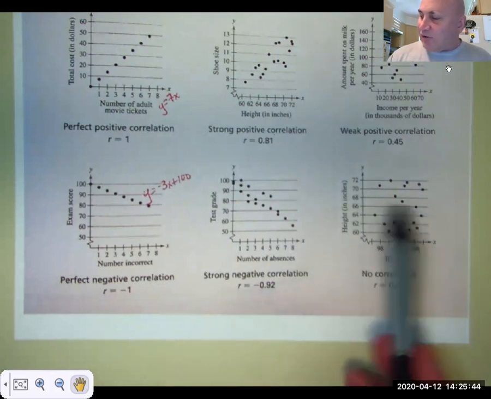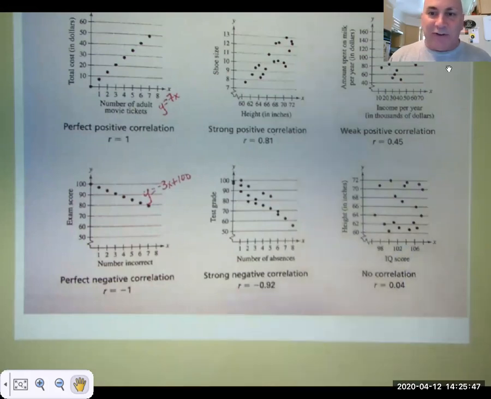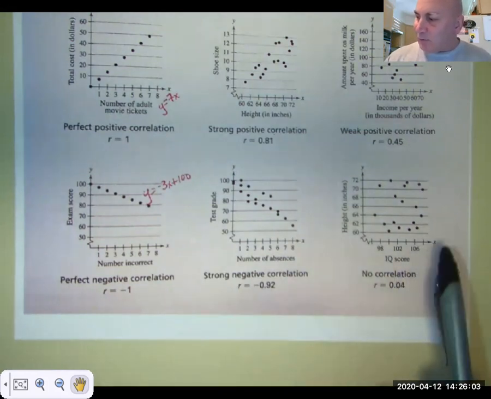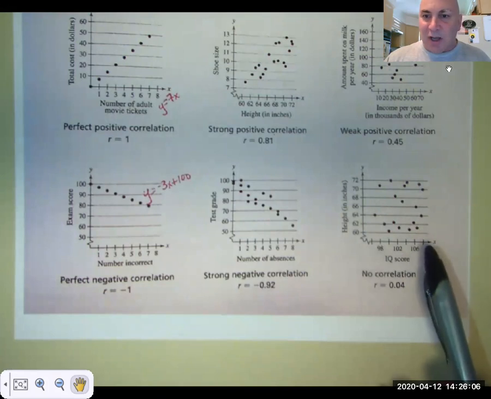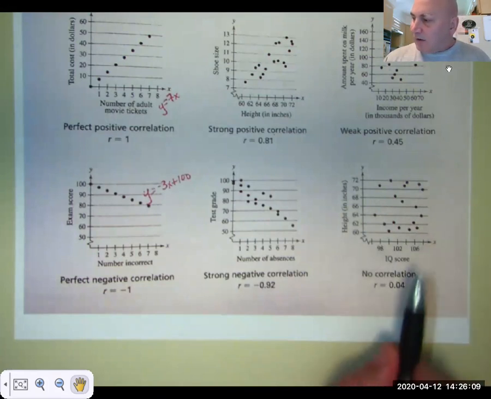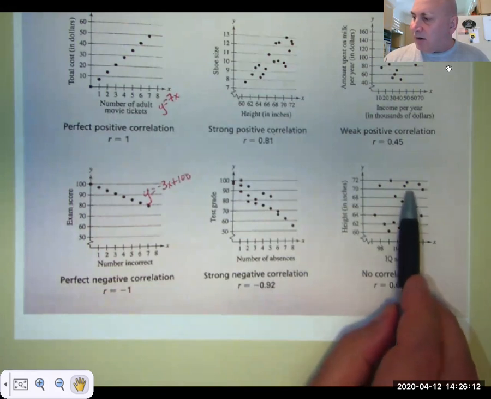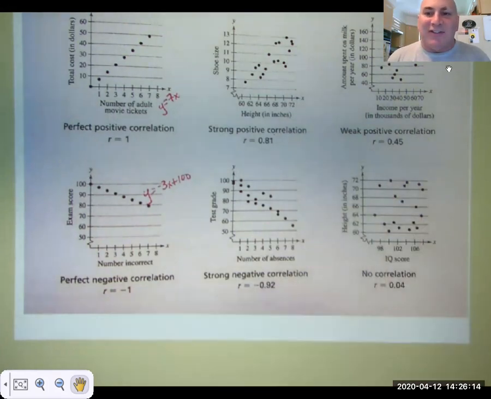Here's a no correlation. This one has a correlation of positive 0.04, which for predictive purposes is useless. If I wanted to know what would y be, what would the height in inches be, if someone's IQ score was 104, well, what is this data set going to predict? Would it predict here, here, here, here? Wherever it predicts, you can see it's just not going to be a very good prediction. So a correlation coefficient close to zero isn't going to help us much at all.